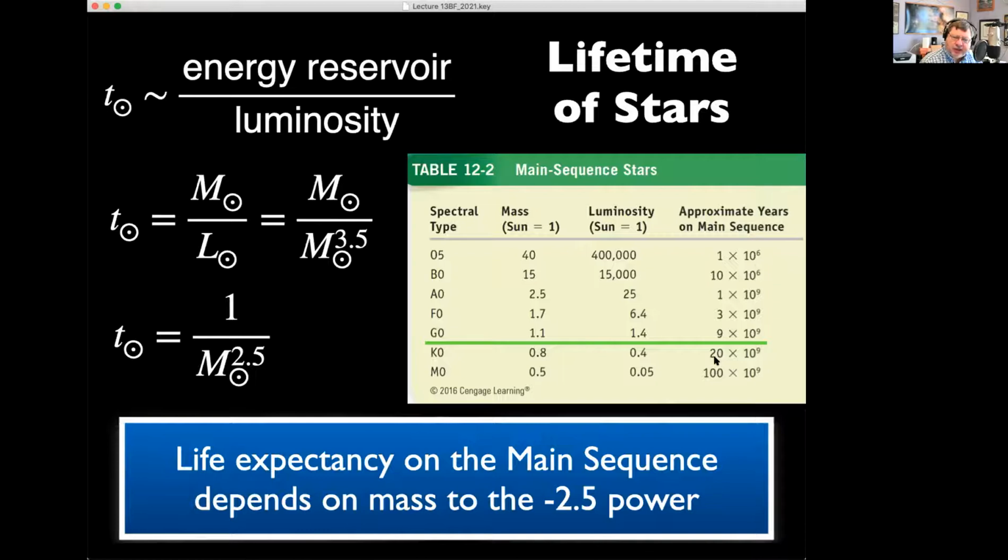K star is 20 billion years, and an M star is 100 billion to a trillion years, okay? So notice how incredibly steep this is. There's not a huge difference in terms of masses, but there's a huge difference in terms of the luminosity and a huge difference in terms of your lifetime. You know, burn fast, burn hard, die young.